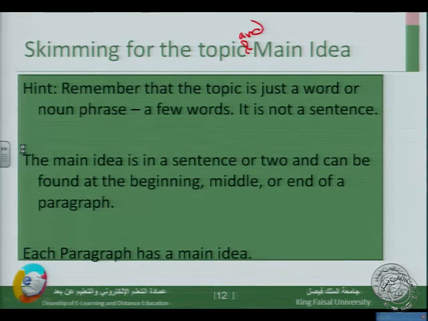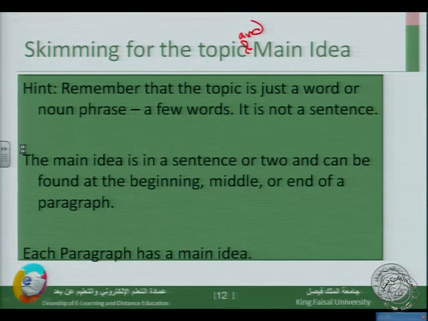So you can use skimming just to identify the topic and the main idea. To skim means to read the title, to read the headings and subheadings of a paragraph, to look at diagrams or photos, to read the beginning and the end of the paragraph, and to read it quickly. You don't have to read every single word. Skimming means to read it quickly. This is basically what skimming means.